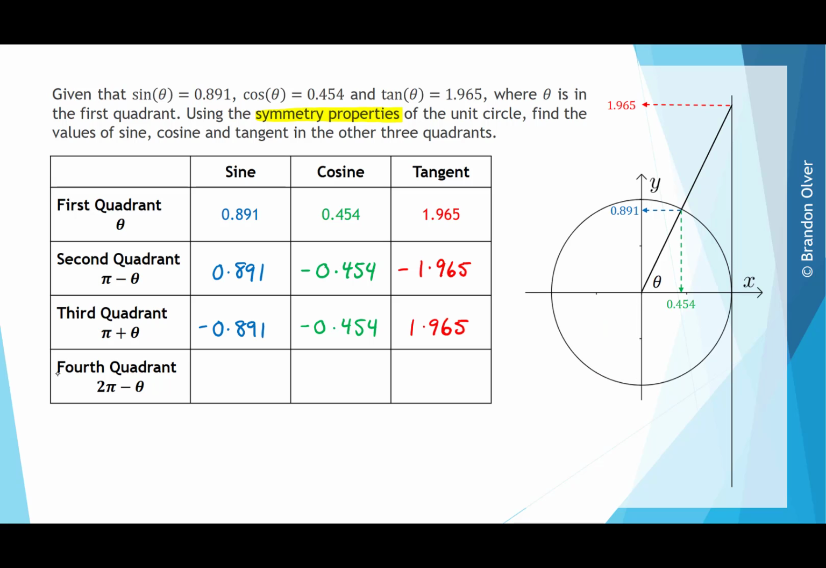1.965. Finally, we consider the fourth quadrant, and its symmetry property is 2 pi minus theta. So that will give us this angle here. So if we go around counterclockwise, that's going to be 2 pi minus theta. And reading the sine value off the y-axis, we can see that that is going to be negative 0.891. The cosine value is going to be the same as it was in the first quadrant. It's going to be positive 0.454.